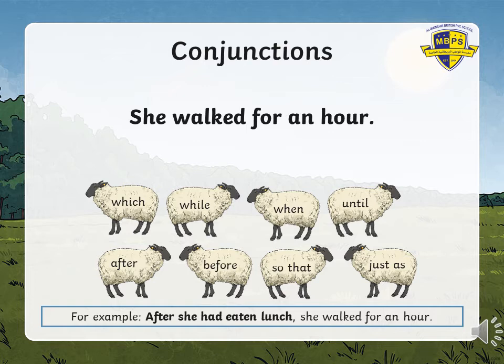Let's have a look at the example. After she had eaten lunch, she walked for an hour. So what is the conjunction? After. What is the subordinate clause? After she had eaten lunch.